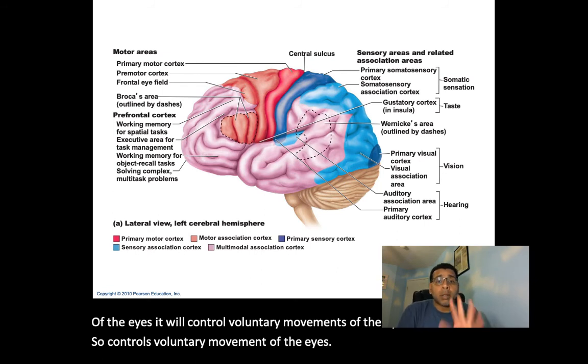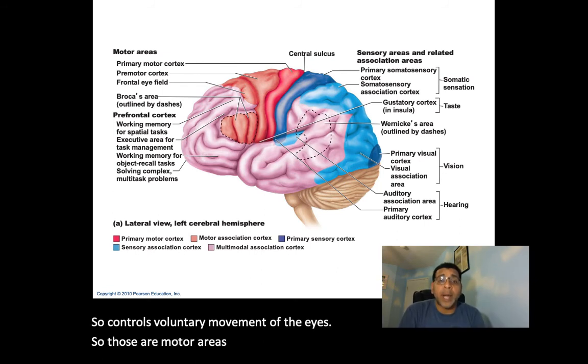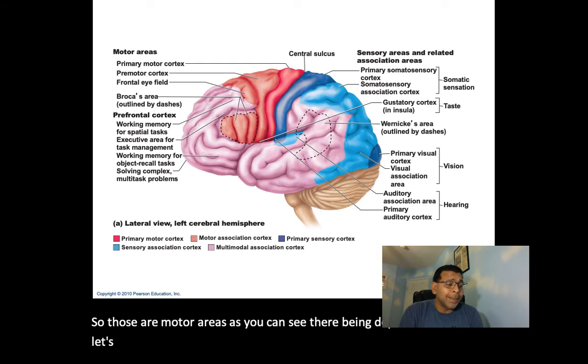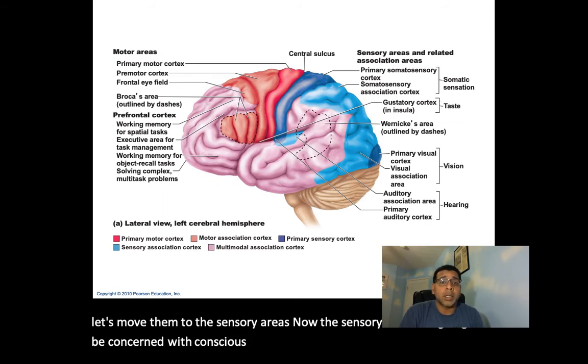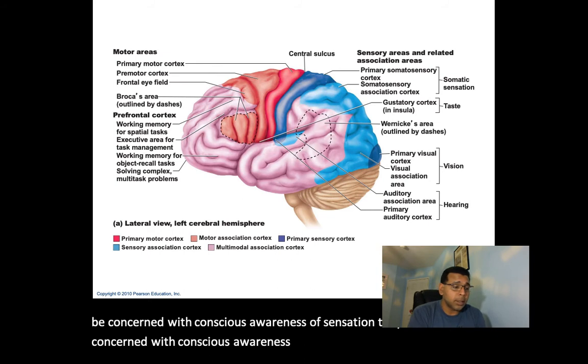So those are our motor areas, which are depicted in red. Let's move then to the sensory areas. The sensory areas are concerned with conscious awareness of sensation. They're the dark and the light blue areas.